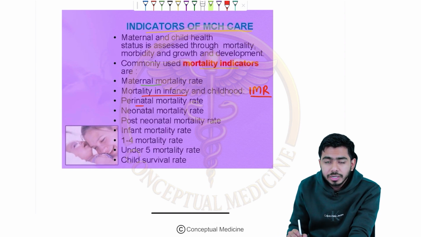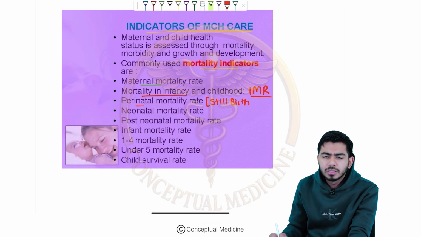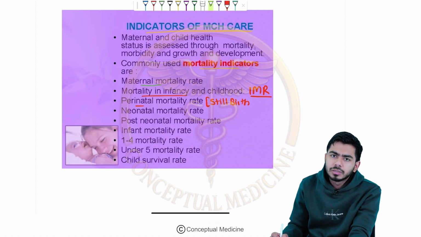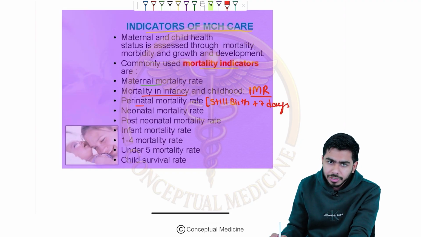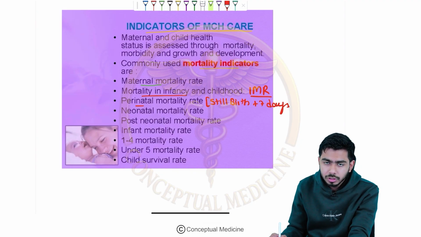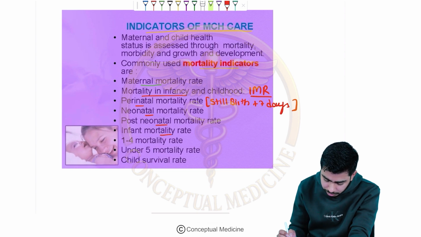Then the perinatal mortality rate, right? The perinatal mortality rate will be considering stillbirth. I will be talking about that. What is stillbirth? That is death after 28 weeks of gestation. If the death is happening, that is called stillbirth, plus 7 days of life, right? So 7 days after the birth of the baby, right? So that is called the perinatal mortality rate, and we will be talking about that, okay? Then neonatal mortality rate, post-neonatal mortality rate, infant mortality rate, okay?